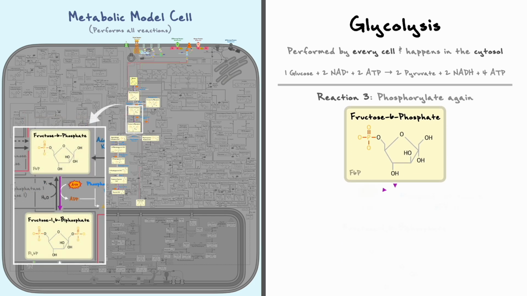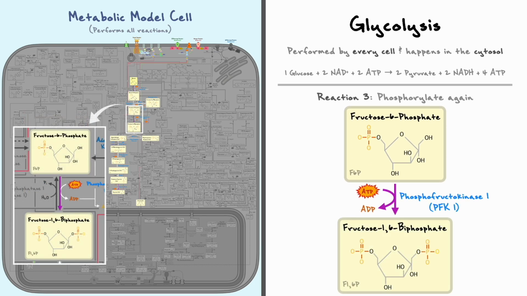Fructose 6-phosphate then gets phosphorylated again on its first carbon by ATP to yield fructose 1,6-bisphosphate. The enzyme mediating this reaction is phosphofructokinase 1, or simply PFK1. As a note for later, out of all the steps in glycolysis, I would suggest keeping this one in mind because it is the rate-limiting step, and as such, a lot of regulation happens here.